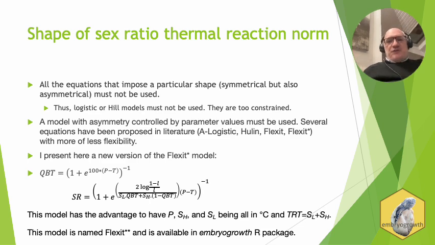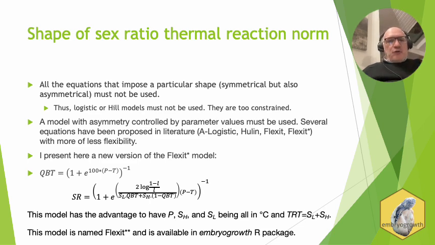Then, all the equations that impose a particular shape, symmetrical but also asymmetrical, must not be used. Thus, logistic or Hill models must not be used. There are two constraints to safely represent the thermal reaction norm of sex ratio. A model with asymmetry controlled by parameter value must be used. Several equations have been proposed in literature: allogistic, Hulin, flexit star models with more or less flexibility.